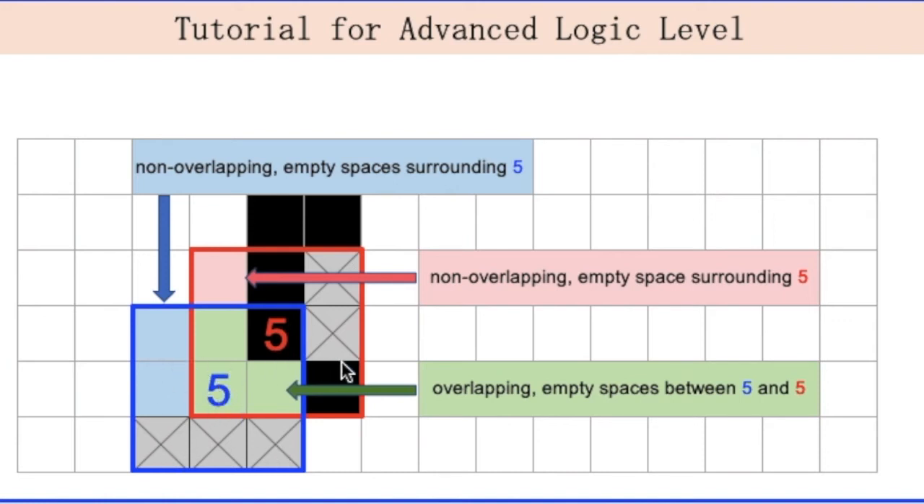And then again, non-overlapping empty space surrounding this number. In this case, there's only one, right? Because the other areas' spaces are already filled in. Okay, and then of course the overlapping area, right? And overlapping empty space, right? So there's 3 spaces.